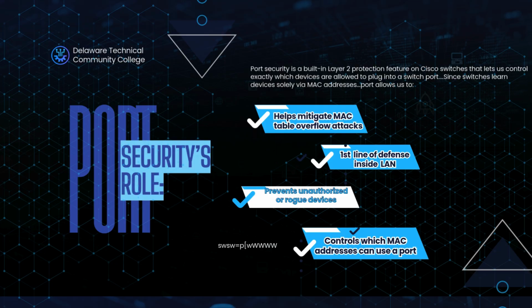Port security's role in all this. Port security plays a first-line role in protecting access ports. Switches learn devices by their MAC addresses, and port security allows us to control exactly which MAC addresses are allowed to connect. This prevents unauthorized devices from joining the network and helps mitigate MAC table overflow attacks. It essentially gives us control over who can access each physical port.